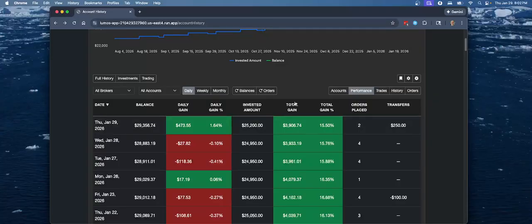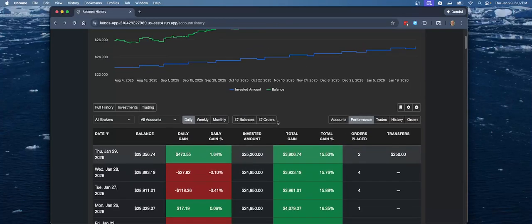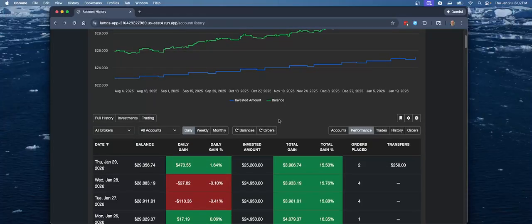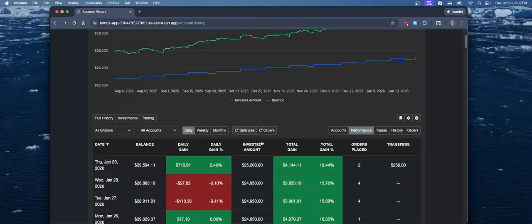All right, you can see your performance over time. Again, weekly and monthly roll-ups are available as well. And if you need to refresh your balances, it will go out to the brokers and get it. If there's new orders that you want to pull in, you can do that as well.